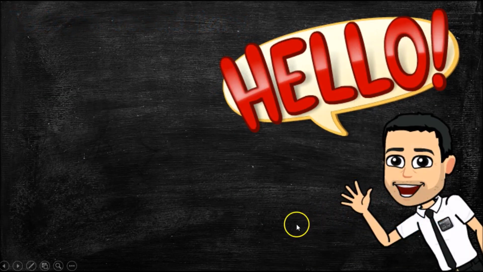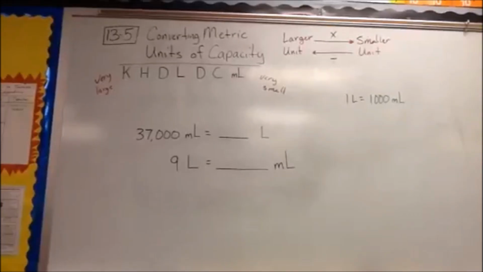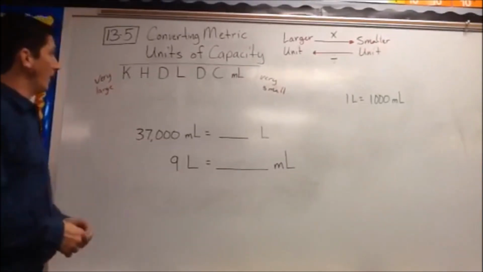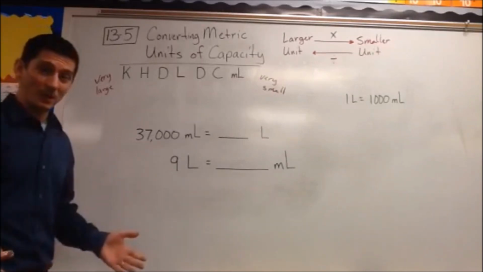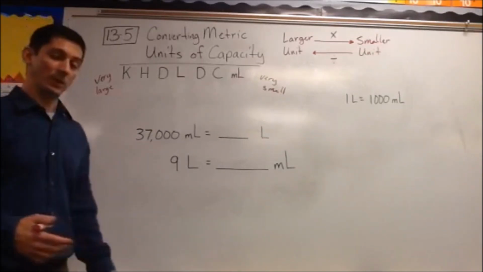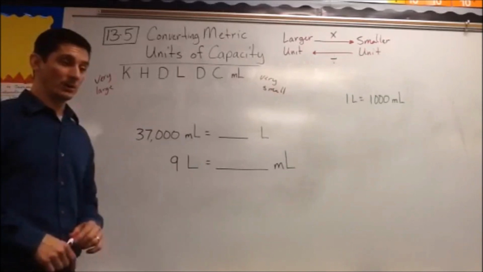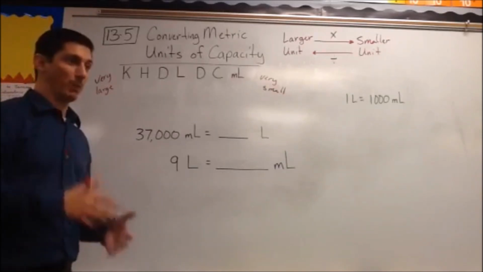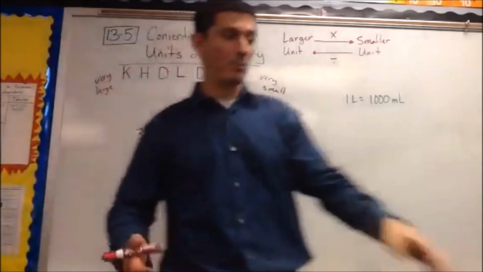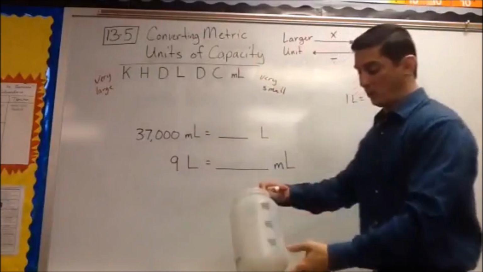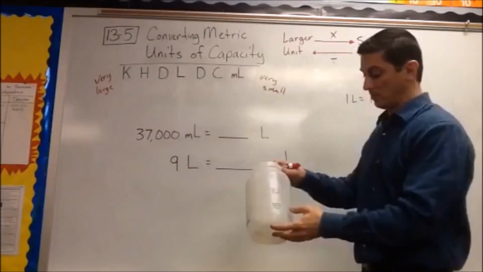Okay, here's Mr. Whalen to teach today's lesson. This is lesson 13.5. We're converting metric units of capacity. We've already talked about capacity when we talked about the customary system, gallons, quarts, pints, but this is capacity in the metric system, how much a container can hold or how much space an object takes up.